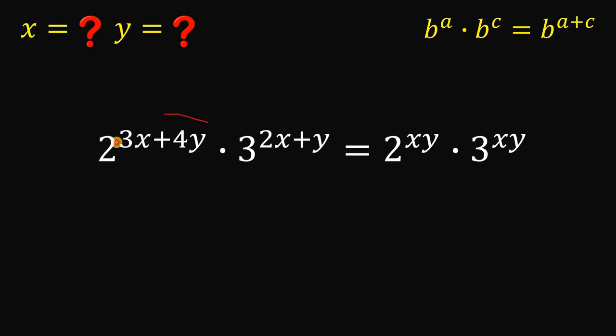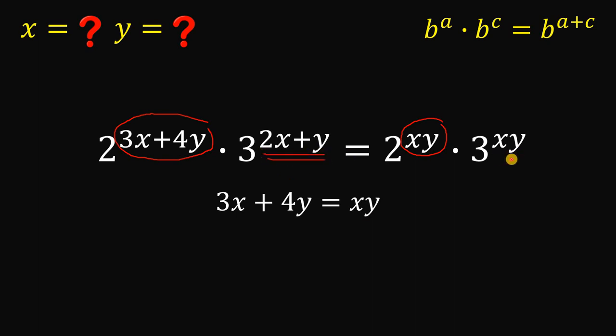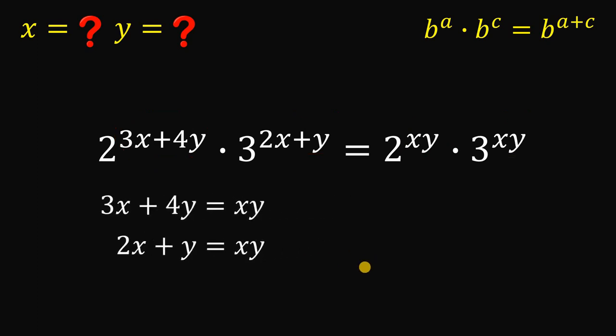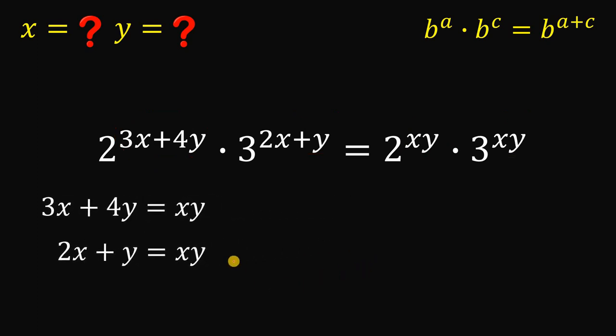The exponent of 2 on the left side must be equal to 3x plus 4y, and the exponent of 2 on the right-hand side must be equal to xy. So we can say that 3x plus 4y must be equal to xy. Also, another equation: 2x plus y must be equal to xy, from the exponent of 3 on the left side and on the right-hand side. Now, let's use these two equations to solve for the values of x and y.